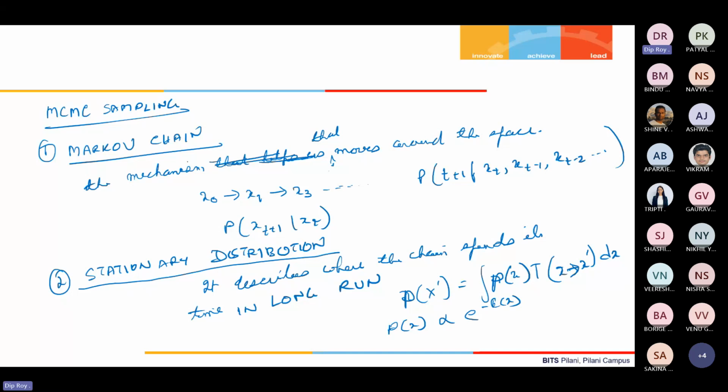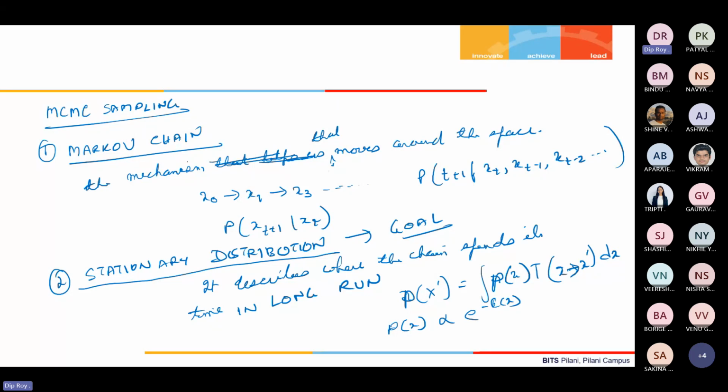Typically, in a Markov chain, we just remember the current state for going to the next state. My ultimate goal is to reach a stationary distribution. And why do we want to reach a stationary distribution? Because when I reach a stationary distribution and I move from one state to another, my distribution will never change.